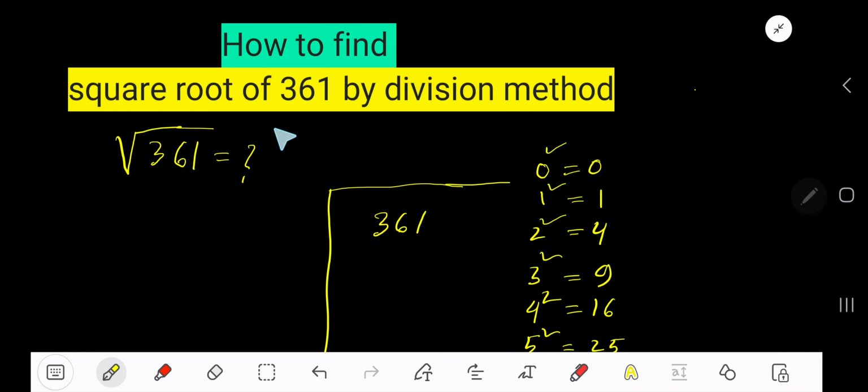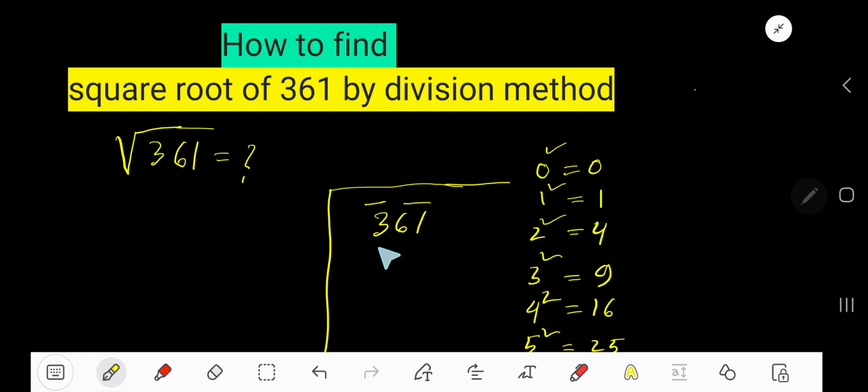How to find the square root of 361 by the division method. First, make groups from right-hand side to left-hand side. This is the first group, this is the second group. And in the second group you have only one digit.